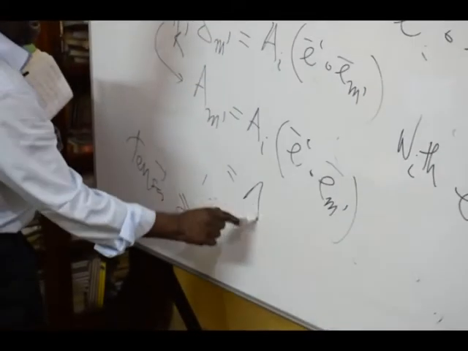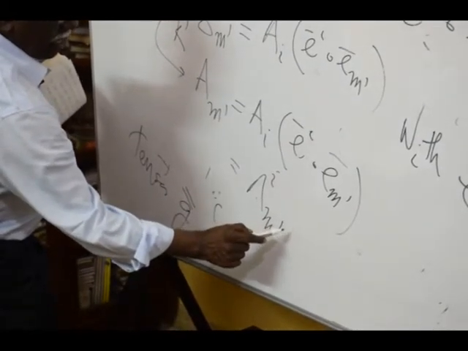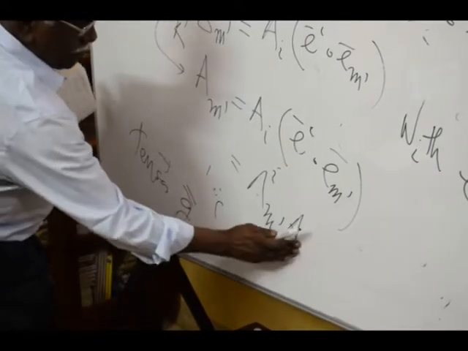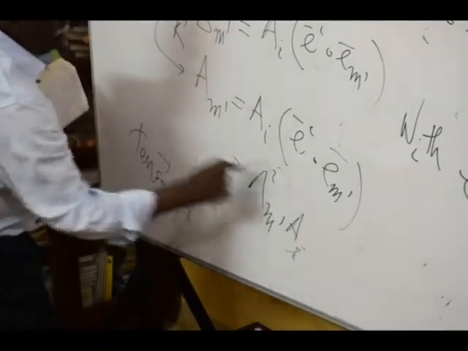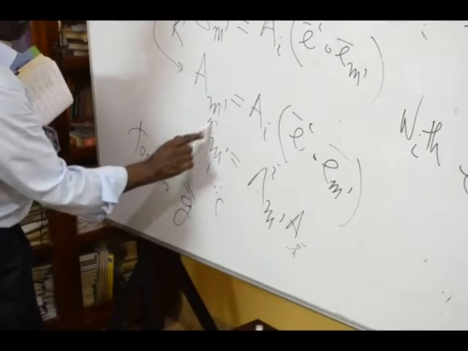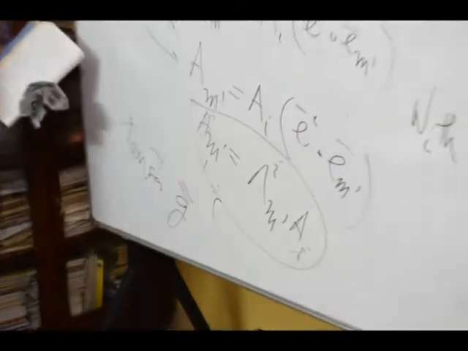This is lambda I M dash AI, equals A M dash.